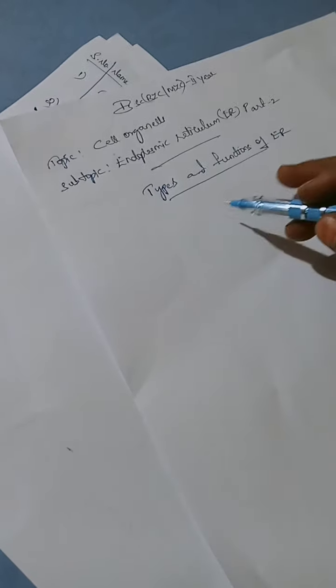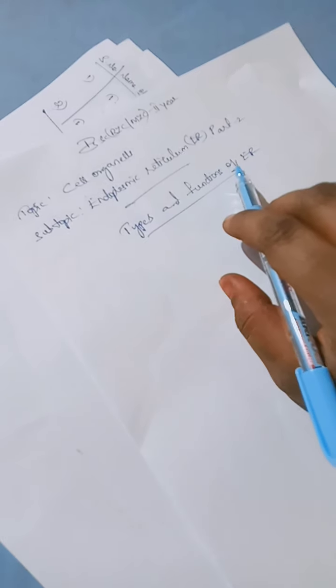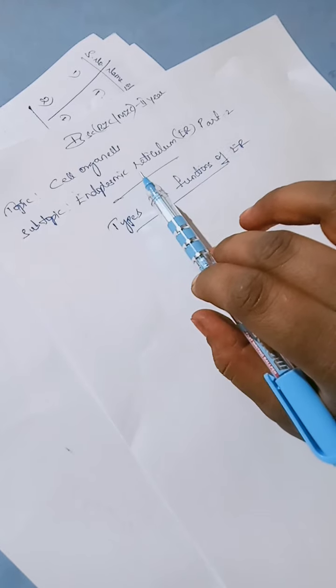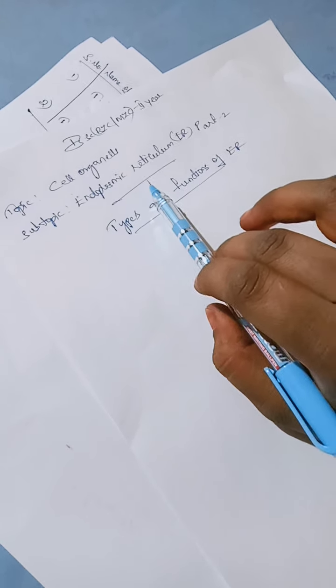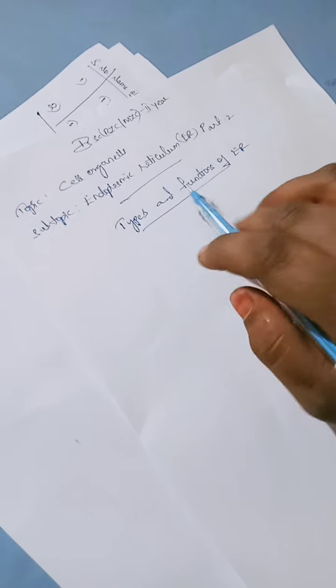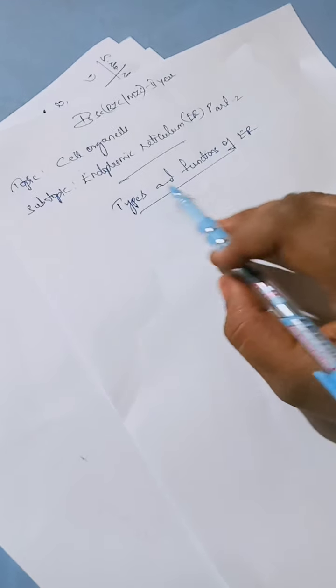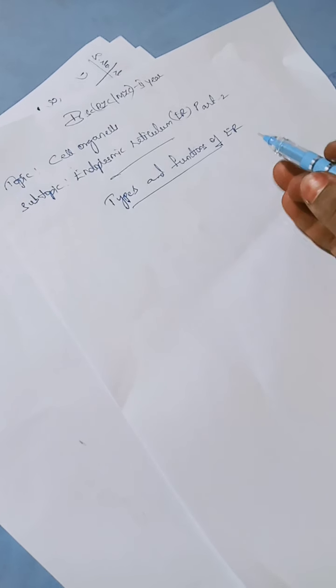So today's class is types and function of endoplasmic reticulum. Yesterday we discussed endoplasmic reticulum part 1, in which we discussed what is meant by endoplasmic reticulum, the discoveries and the structure, right? Using that basic information, today we are going to discuss endoplasmic reticulum types and function. So now we are starting the types and function of endoplasmic reticulum.